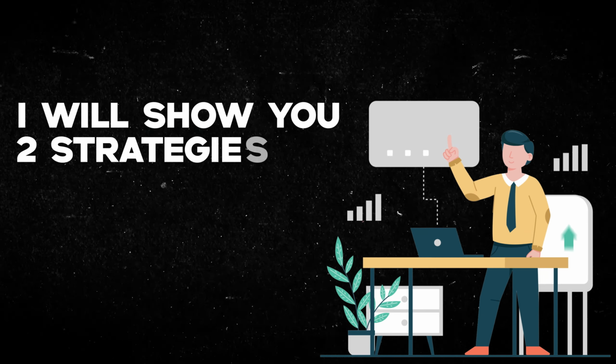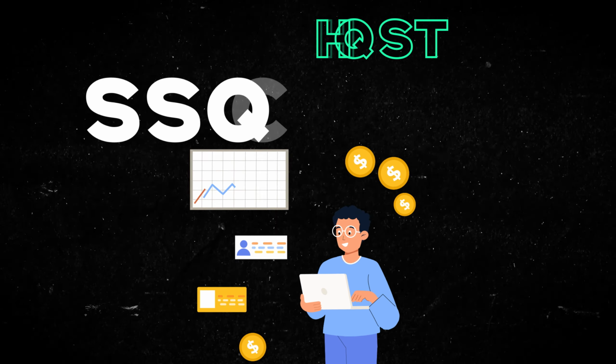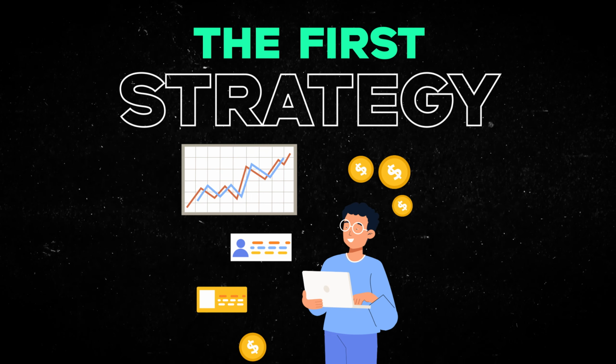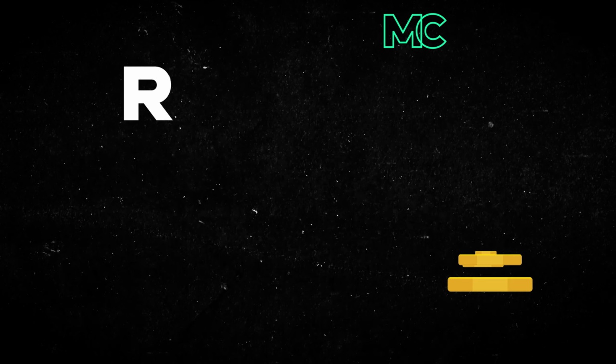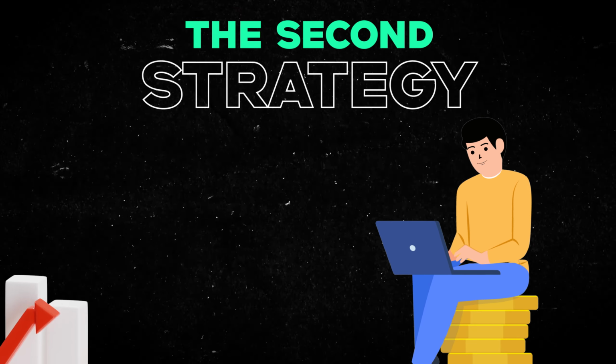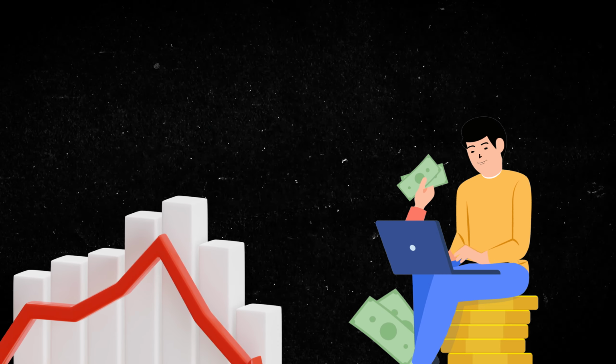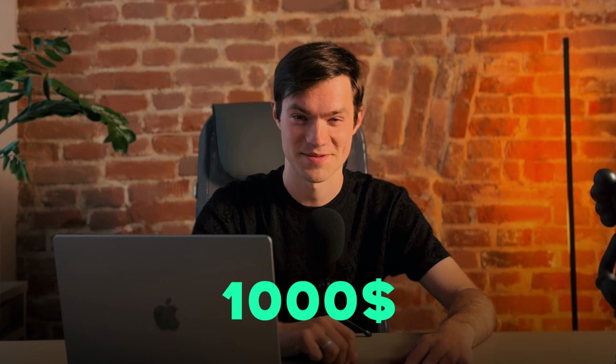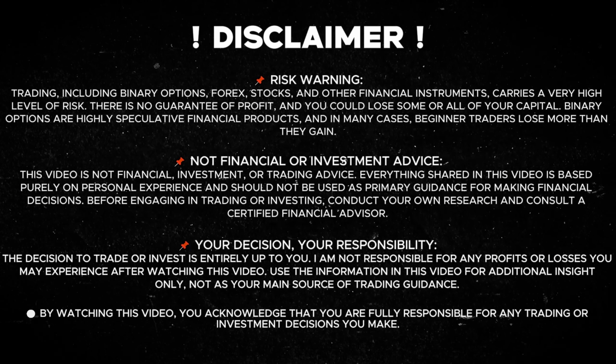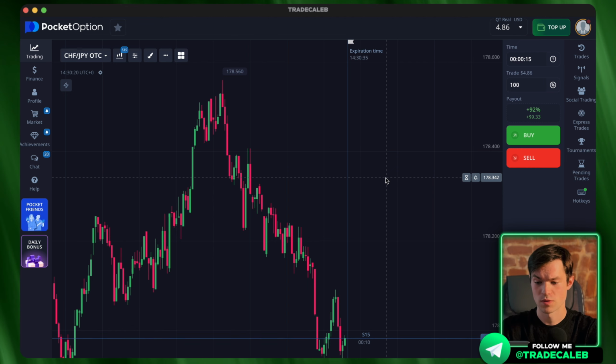I'll show you 2 strategies for binary options. The first strategy will help you to get from $50 to $100 on your balance. With this amount, I will work on the second proven strategy, which many of you will definitely like because it is simple and understandable and may allow you to earn $1000. Well, let's move on to the first strategy.